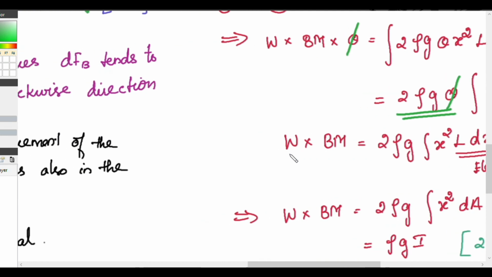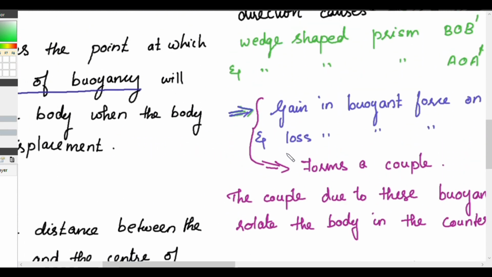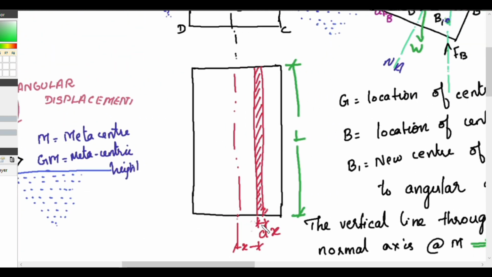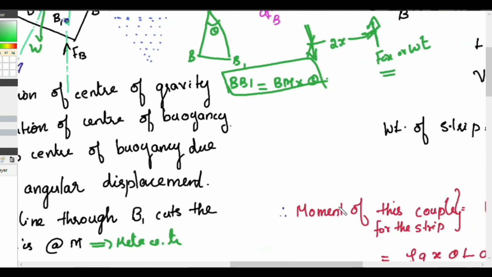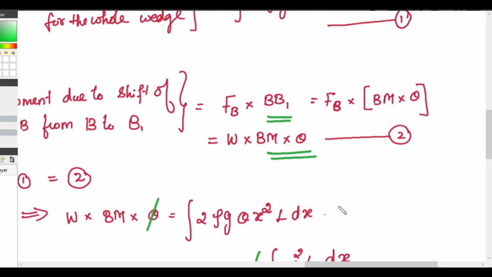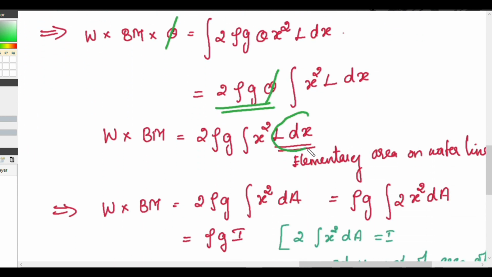What is L into dx in the diagram? See, this is L, the length, this is dx, and this dx acts at a distance x from the normal axis. This L into dx becomes our area dA. So W into BM is equal to 2 rho g into the integration of x square into dA.